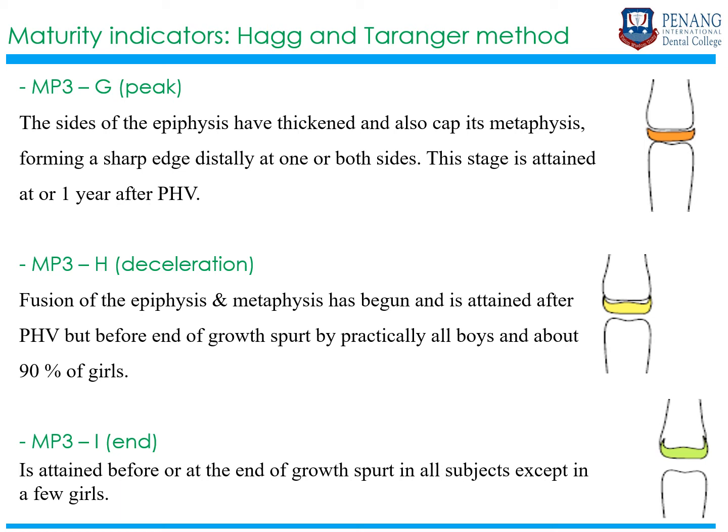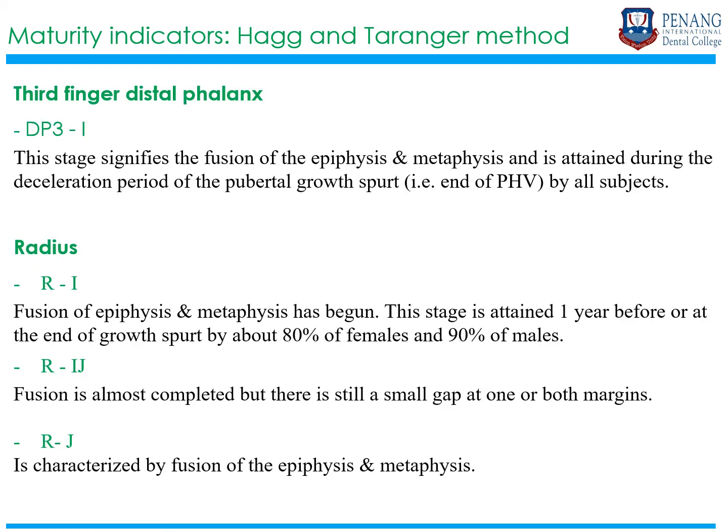Stage 4, which is the deceleration stage, you see the fusion of the epiphysis and metaphysis has already begun and is attained after PHV, but before the end of growth spurt. And the end stage is when maximum growth has already occurred and there is no more scope for the epiphysis to grow. So we discussed the third finger middle phalanx. Now we shall discuss the third finger distal phalanx.